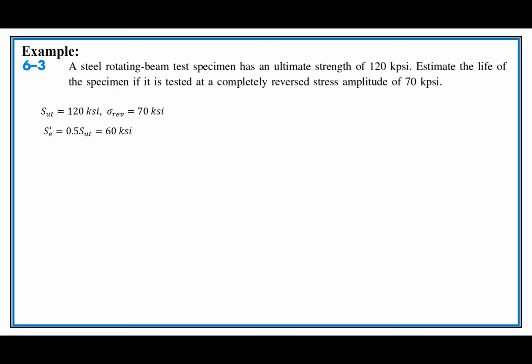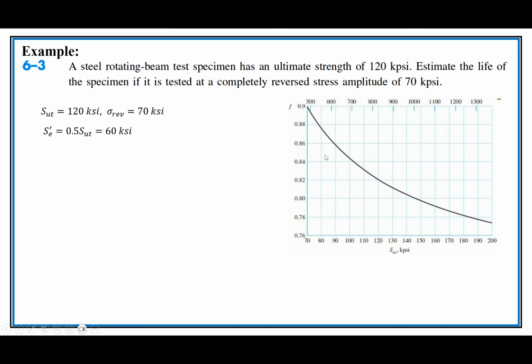First thing we do is we find the endurance strength, the SE prime. So this is not yet corrected. So that's just 0.5 times the ultimate strength. We go to this graph or use one of the equations associated with it. And for that 120, we find we have an F, this fraction of 0.82. So we use that within this equation to get F times SUT, and we get this coefficient here.